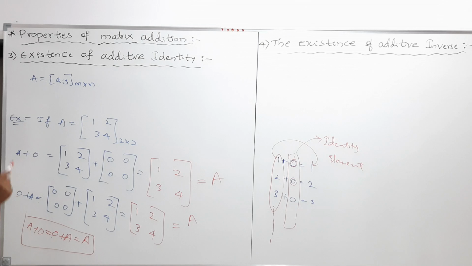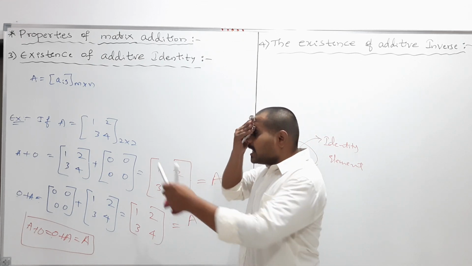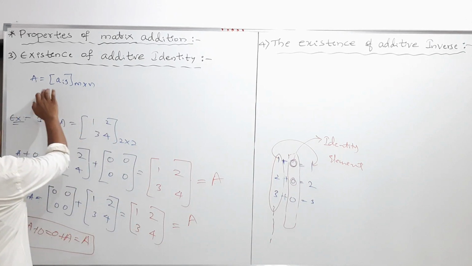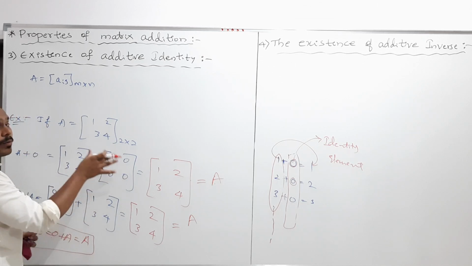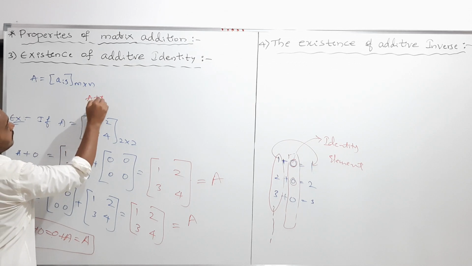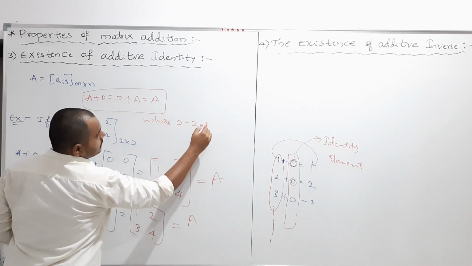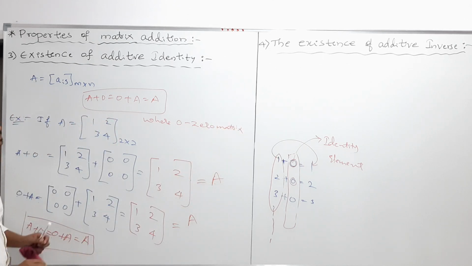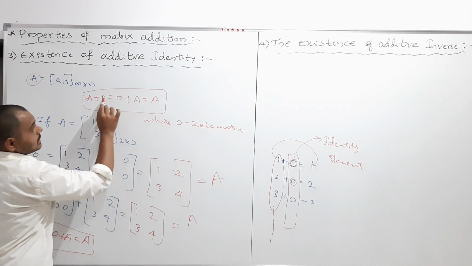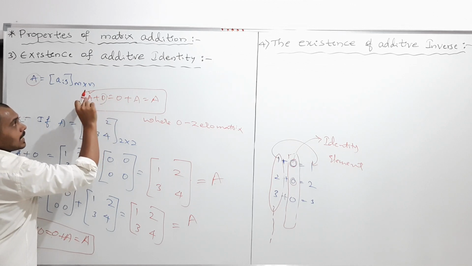So this is what we call the existence of additive identity. Existence of additive identity means, my dear students, that for any matrix A there exists another matrix, the 0 matrix, by adding which I get the same matrix. So this is the condition: A plus 0 equals 0 plus A equals A, where O is nothing but the 0 matrix. What is additive identity? The 0 matrix is the additive identity. By adding this, again you are getting the same element.